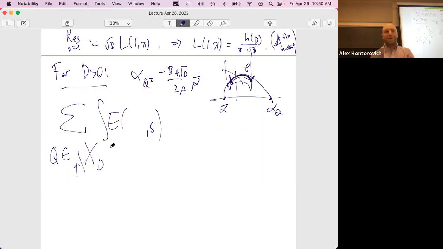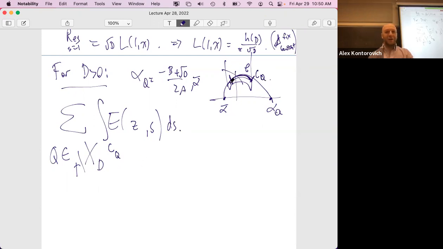What should I call it? People usually call geodesics gamma, but gamma I want to reserve for something else. G is an element of the group. C for curve, good. C of Q. So each Q gives rise to a curve C of Q. This is our curve C of Q, and I want to integrate the Eisenstein series along this arc length. That's the right object to take.